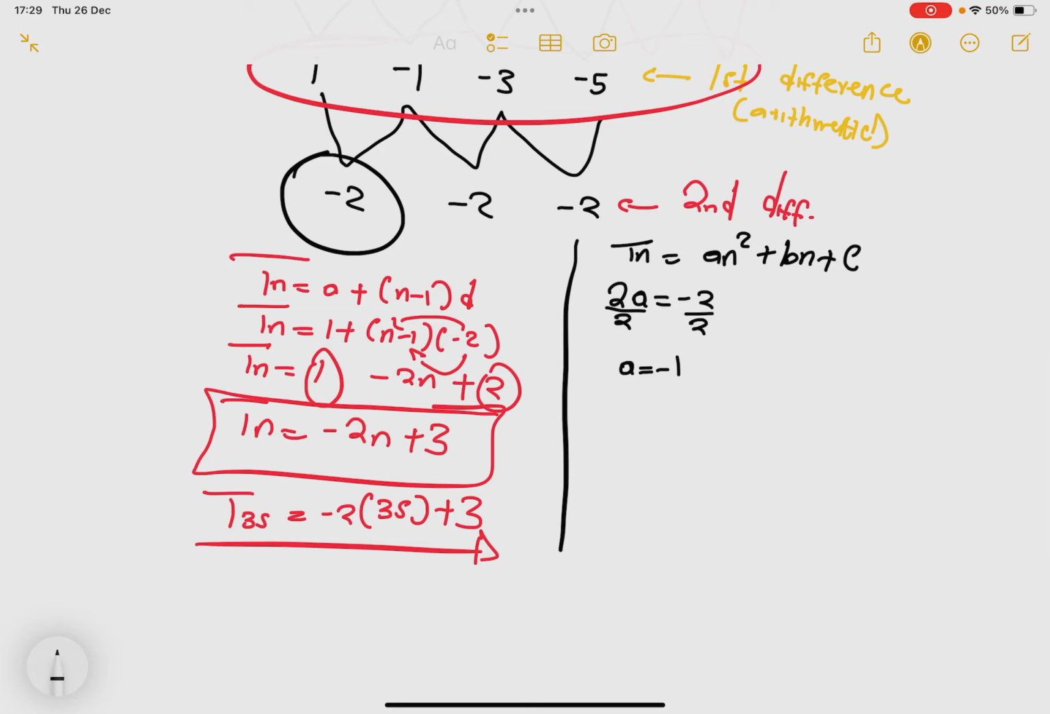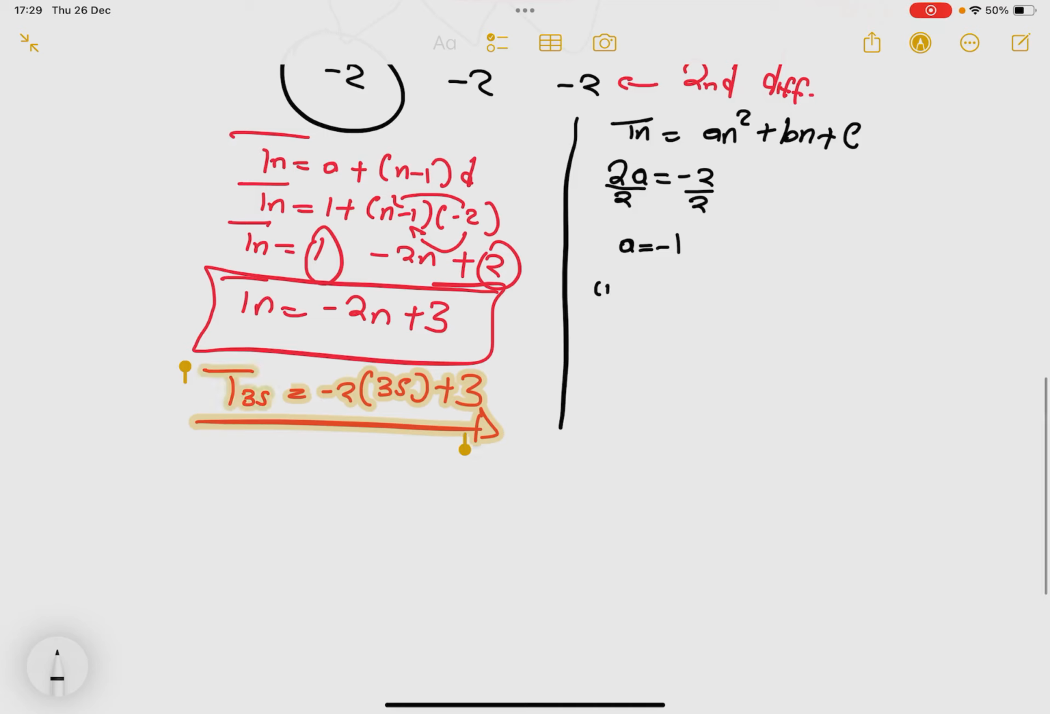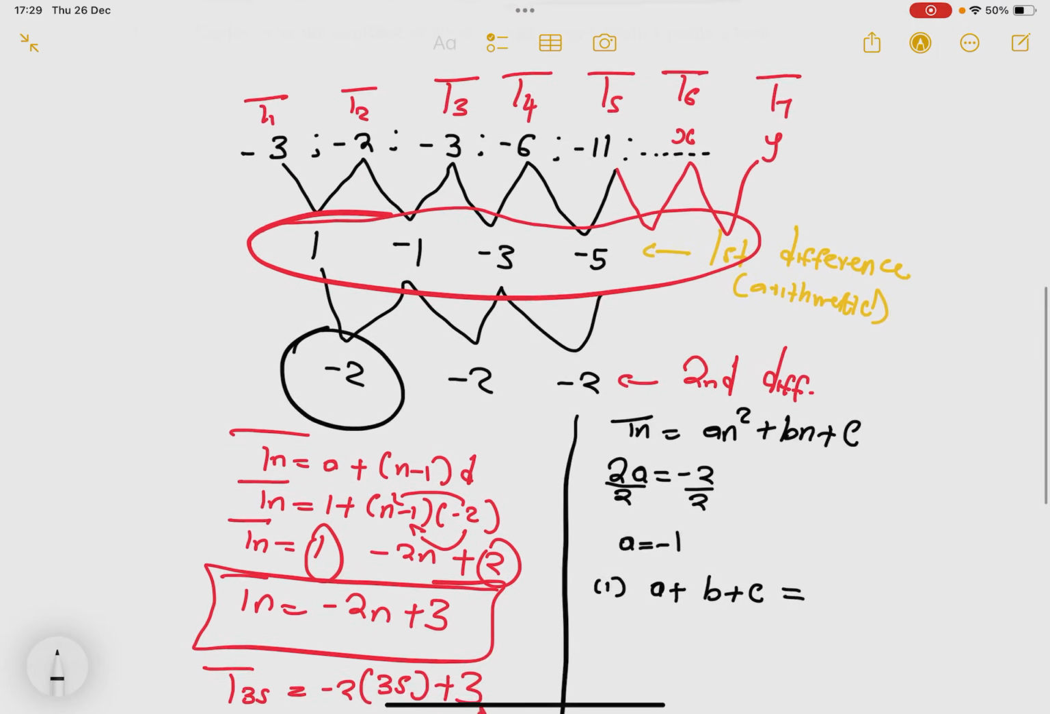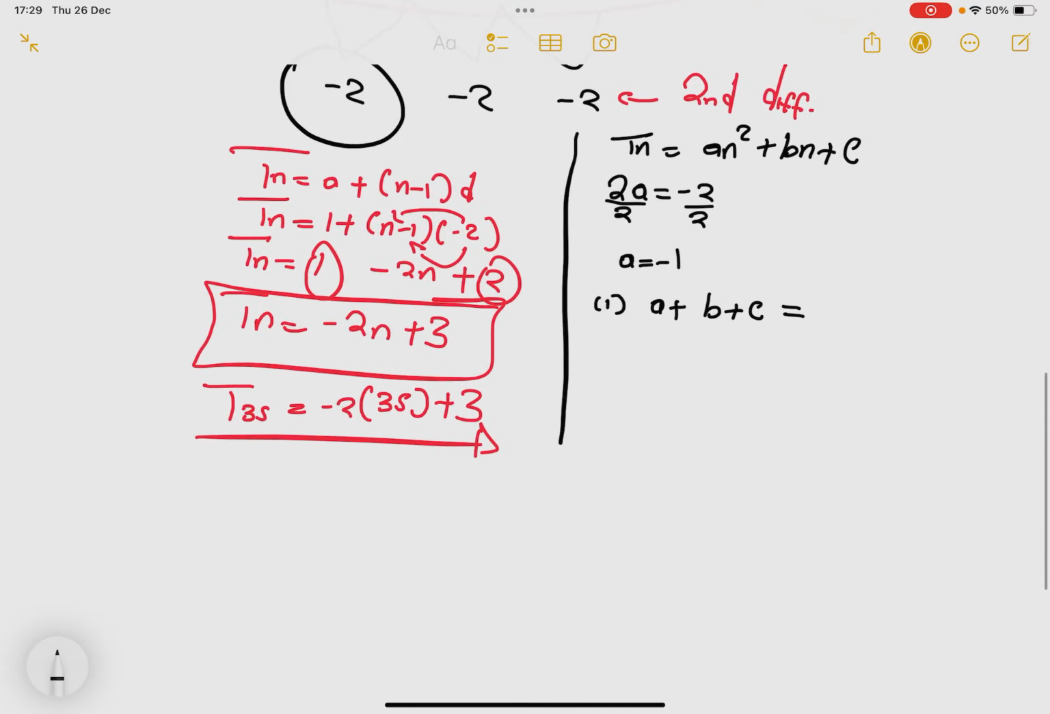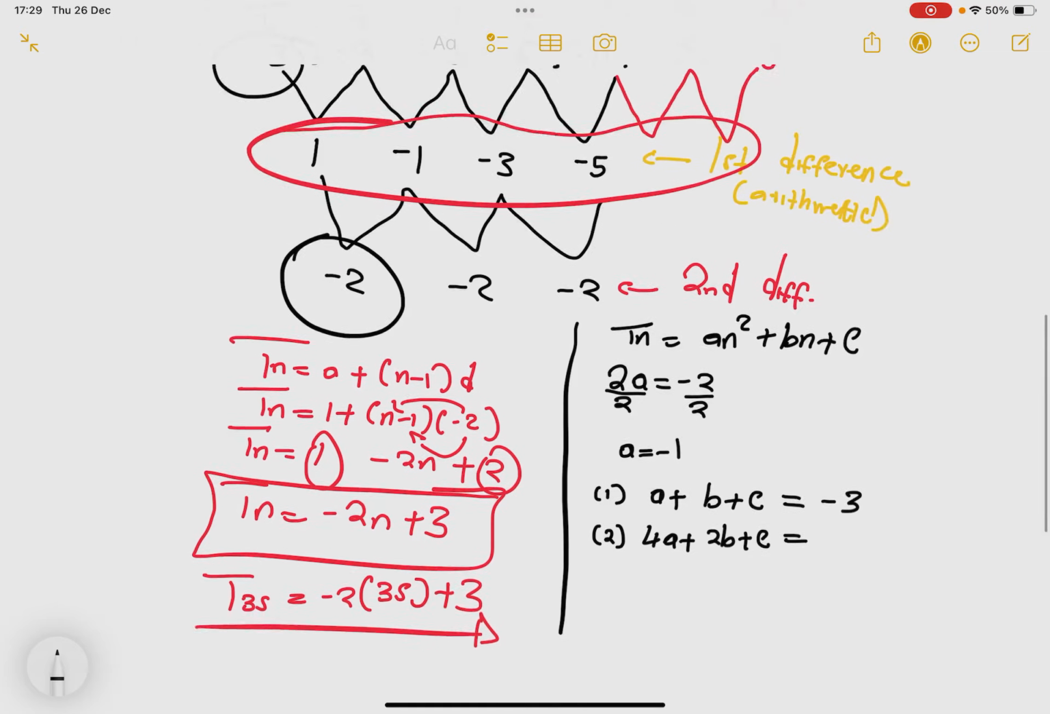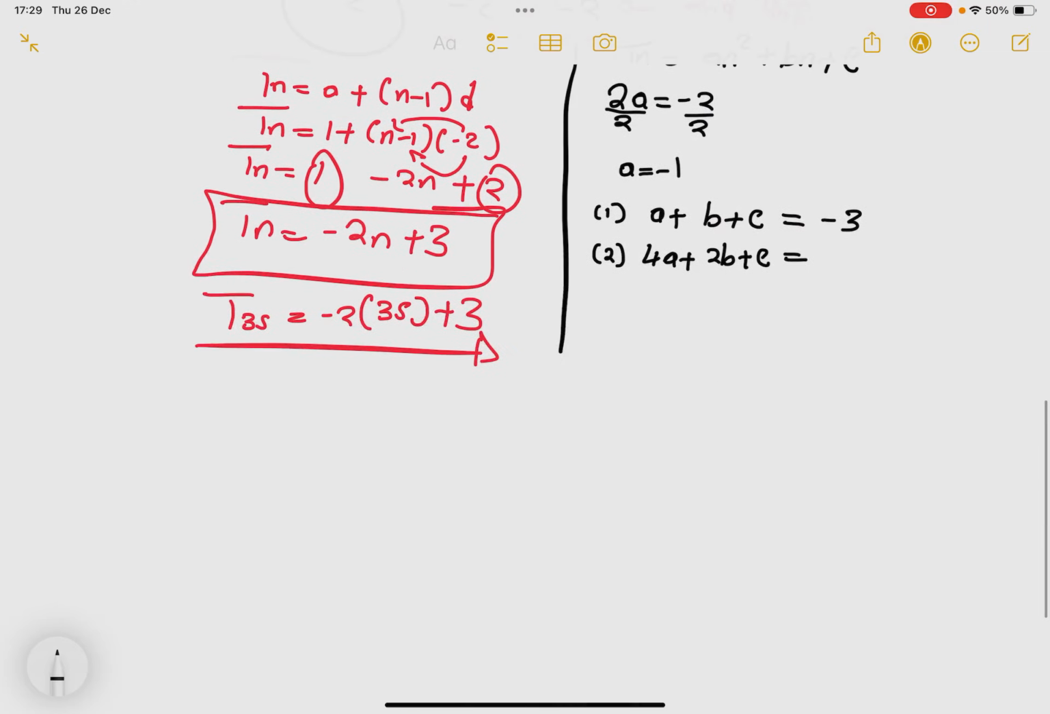Can you see it? Now, what is the next thing you do? You need to say a plus b plus c equals the first term, right? And the first term here is going to be minus 3. So you're going to say this is minus 3. And then you're going to say 4a plus 2b plus c. It's going to be the second term, and the second term is just going to be minus 2. Let's just leave it at 2. We could go further to 3, but let's just leave it at 2.